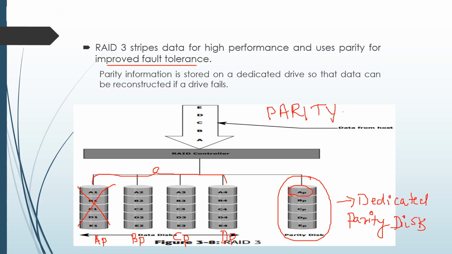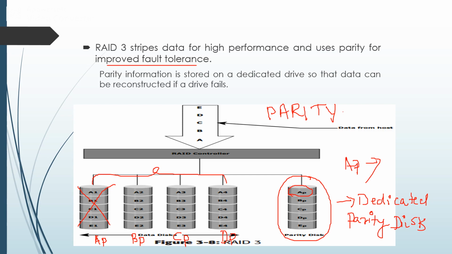So take AP, back calculate the actual data. The AP was calculated by considering the A1, B1, C1, D1 and E1 data of disk A. So suppose disk A itself is failed, I can reconstruct the data from the dedicated parity disk by considering the parity value of the disk as AP.